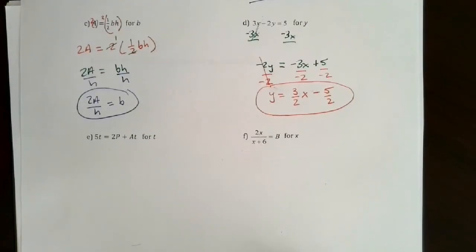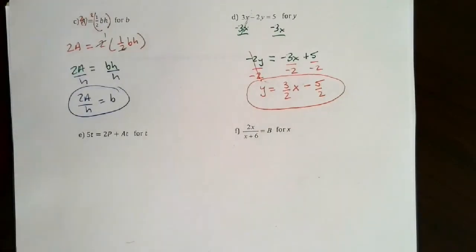Let's take a look at E and F, which are some unique cases. They're a little different than the ones we did previously here. So for letter E, we have 5t equals 2p plus at, and we're trying to solve this for t. So remember the goal. The goal is to get t on one side by itself and everything else to the other side. So if you have two terms that have t in here, all the t's have to be brought to the same side first, and everything that doesn't have a t should be brought to the other side.